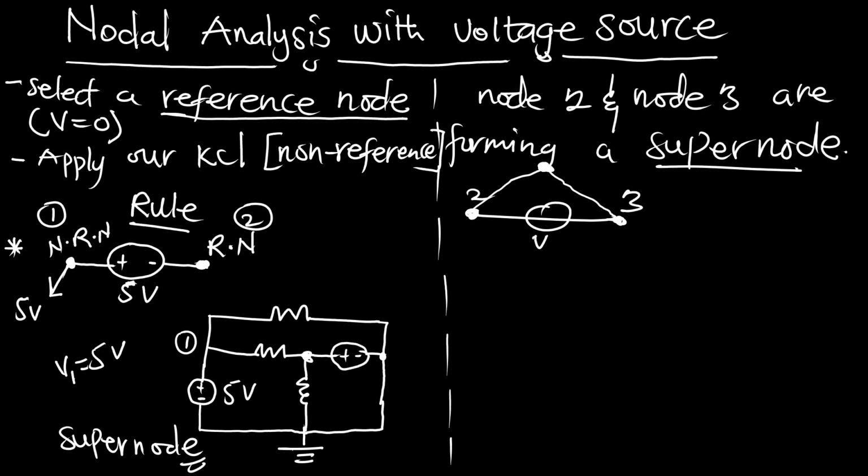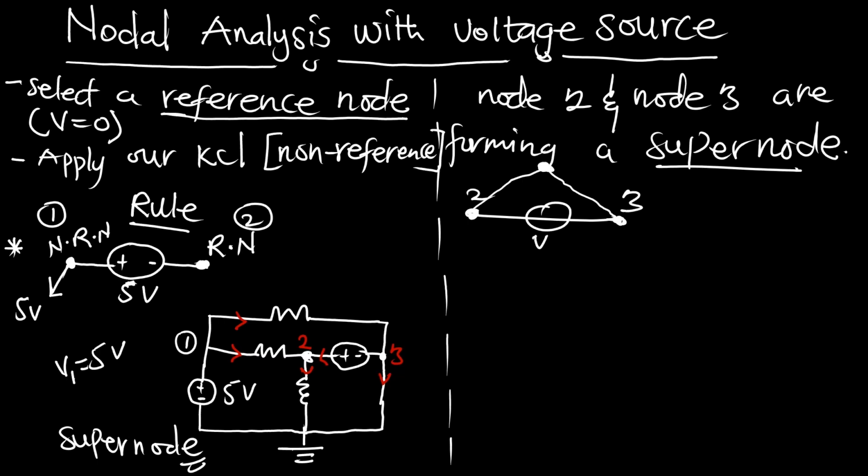So let's say we have current this way, current that way, current leaving, say current moving. Can you see the current? So here the supernode is node 2 and node 3. They are forming the supernode.